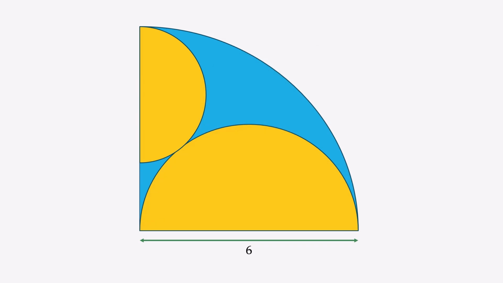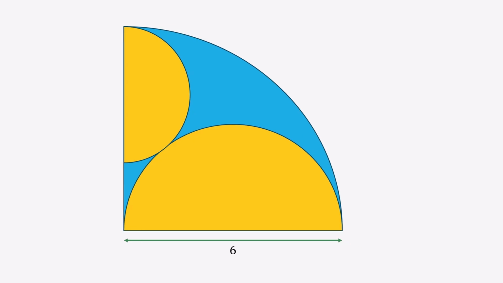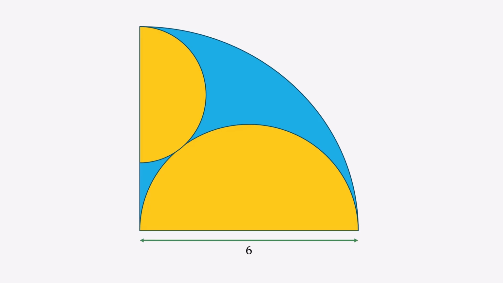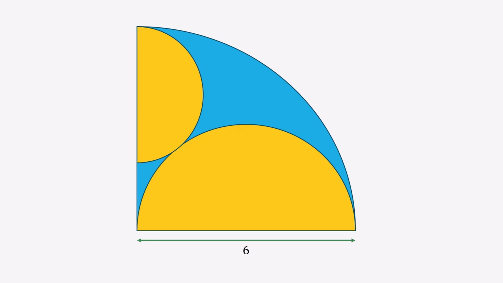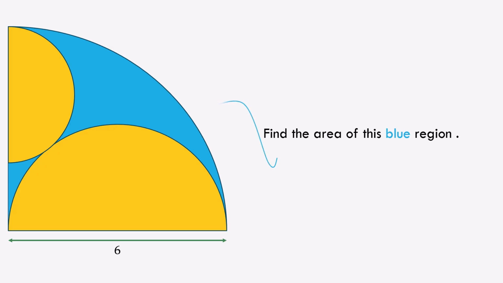If you dive straight into calculations for this blue region without a map, you'll probably get lost along the way. We have a quarter circle with a radius of 6, and inside it, there are two semicircles tangent to each other and the sides of the shape. The question is, can you find the area of the blue region knowing only the radius of the large quarter circle? The key to solving this puzzle lies in finding the radius of the smaller semicircle, which can be done with a simple trick. So, where do we start?